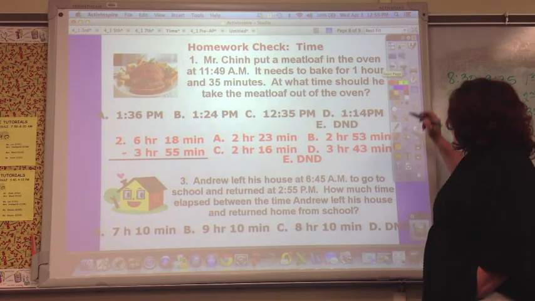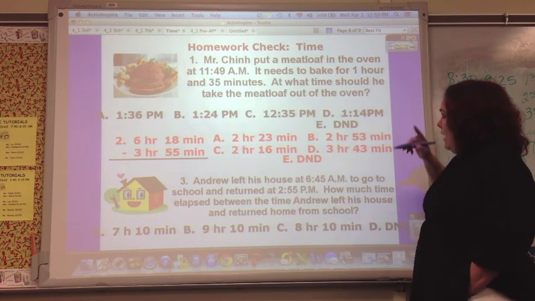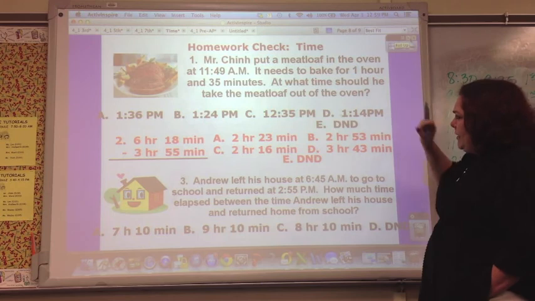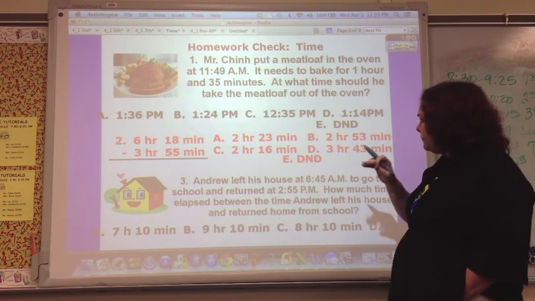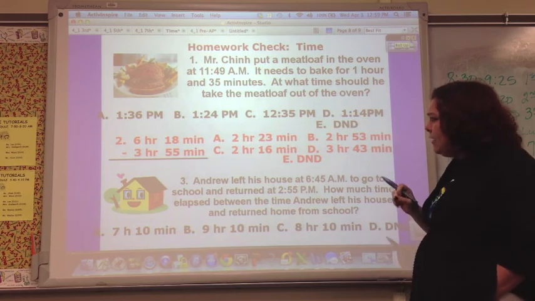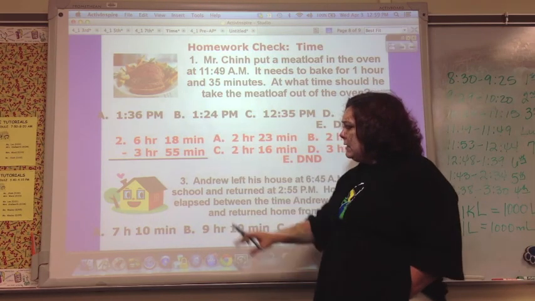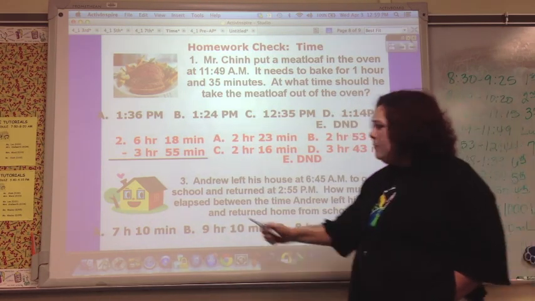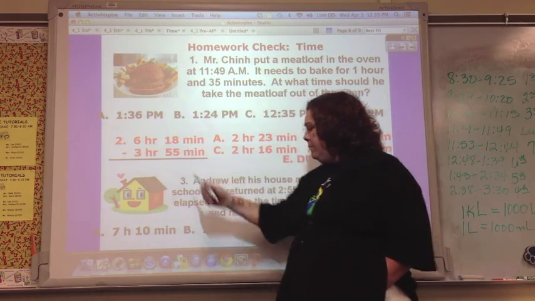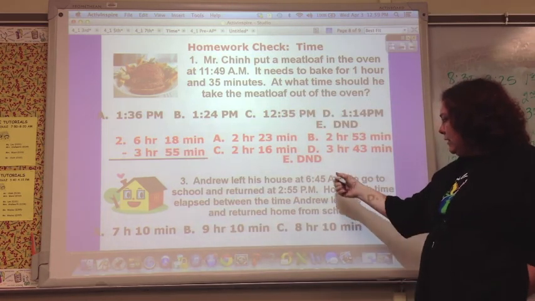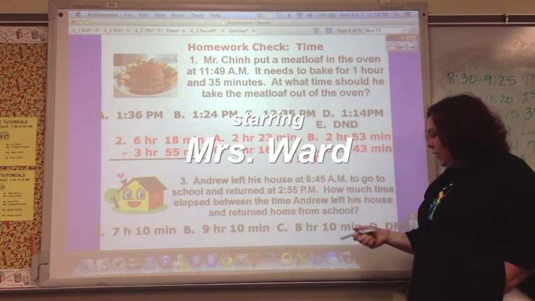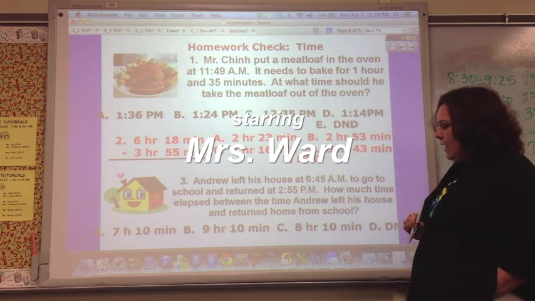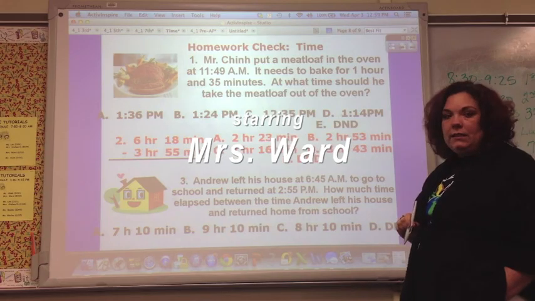So here's the homework check. And there's a question about Mr. Chin baking meatloaf. What time does he take it out? There's a subtracting minutes, where you have to borrow. Remember, you have to borrow an hour, which is 60 minutes. And then there's an elapsed time, the time it takes Andrew to go to school. So figure that out. And then you'll check this in class tomorrow.